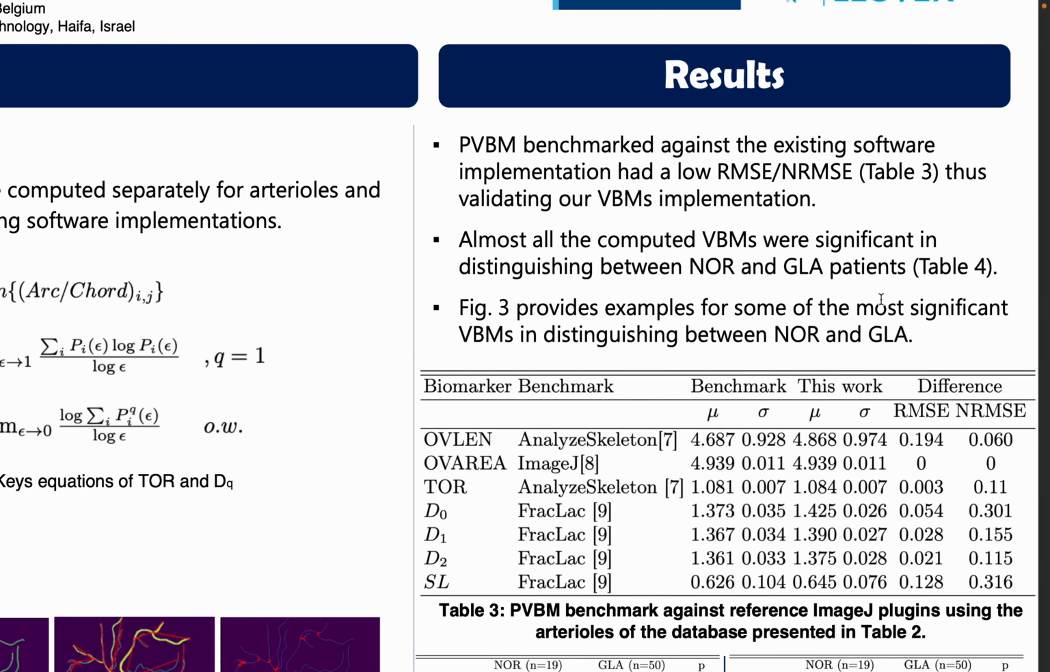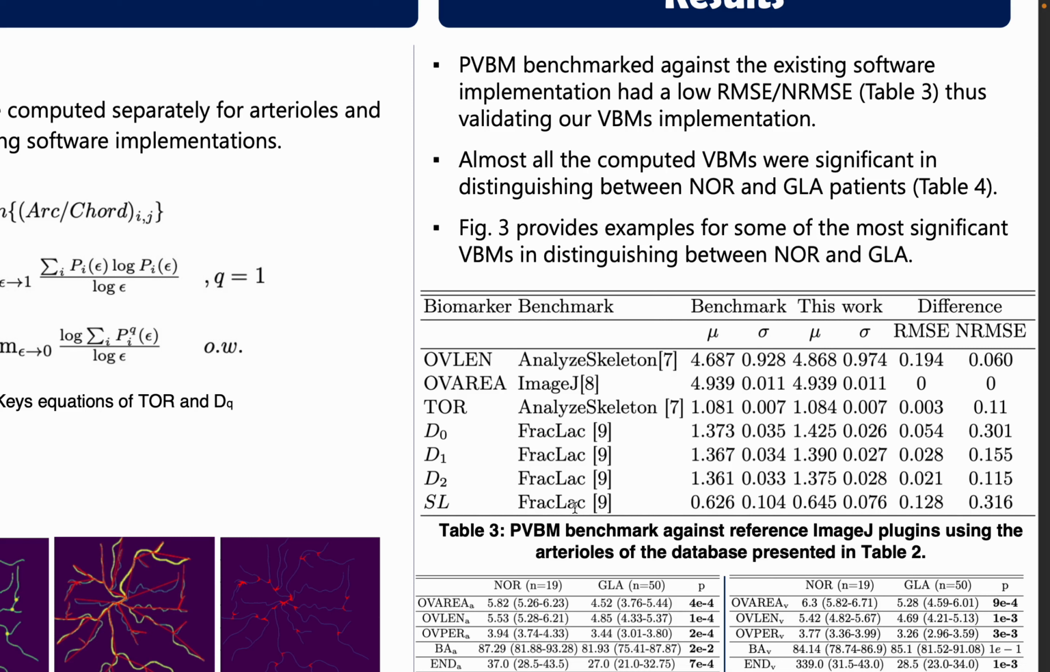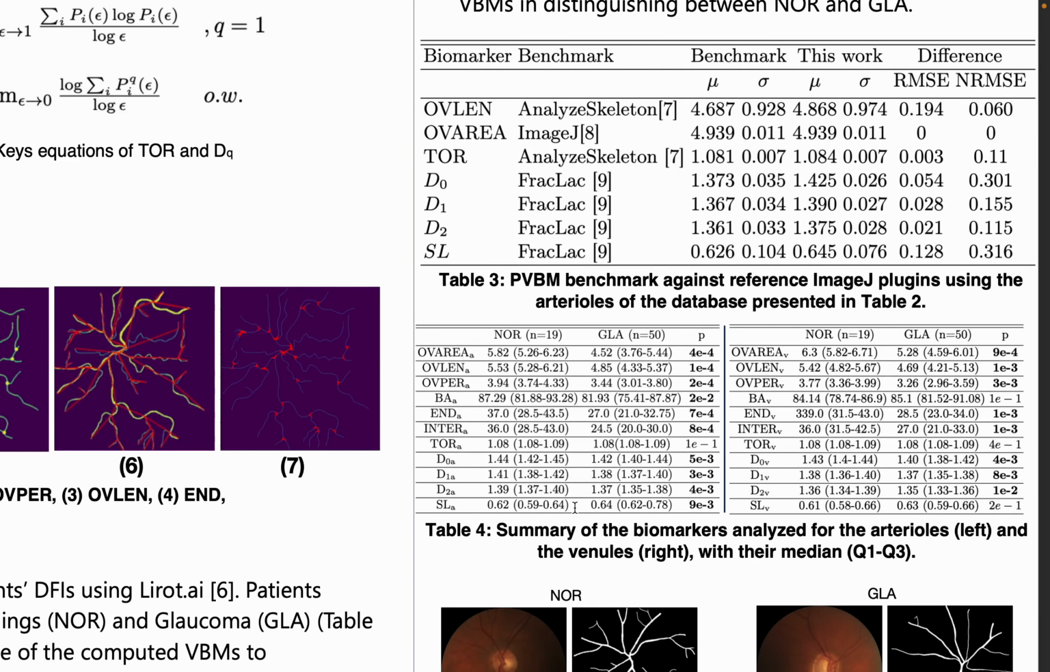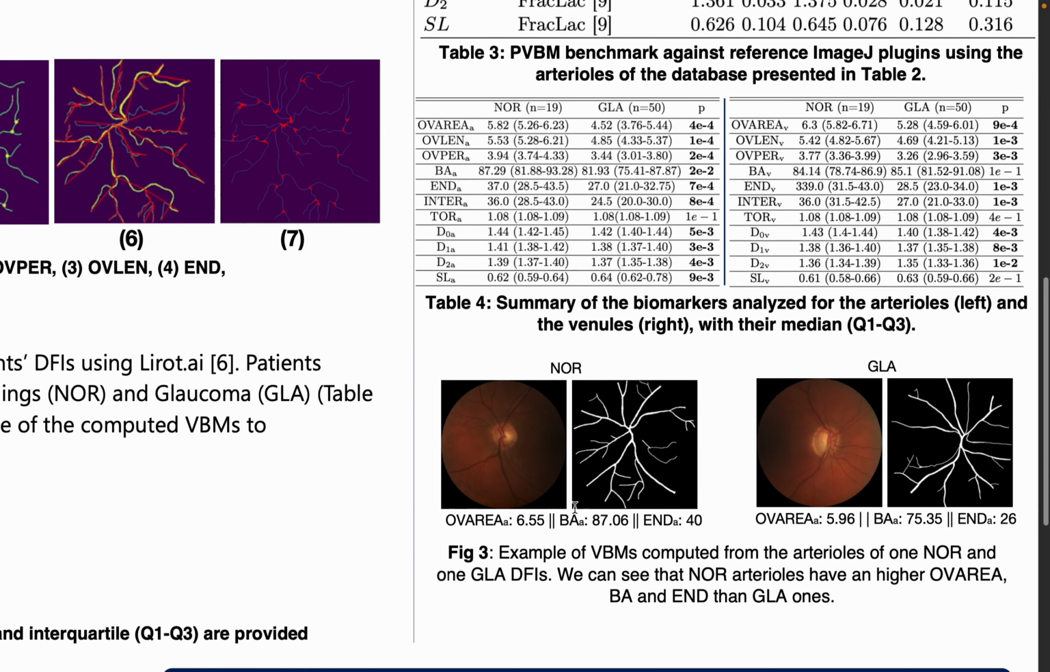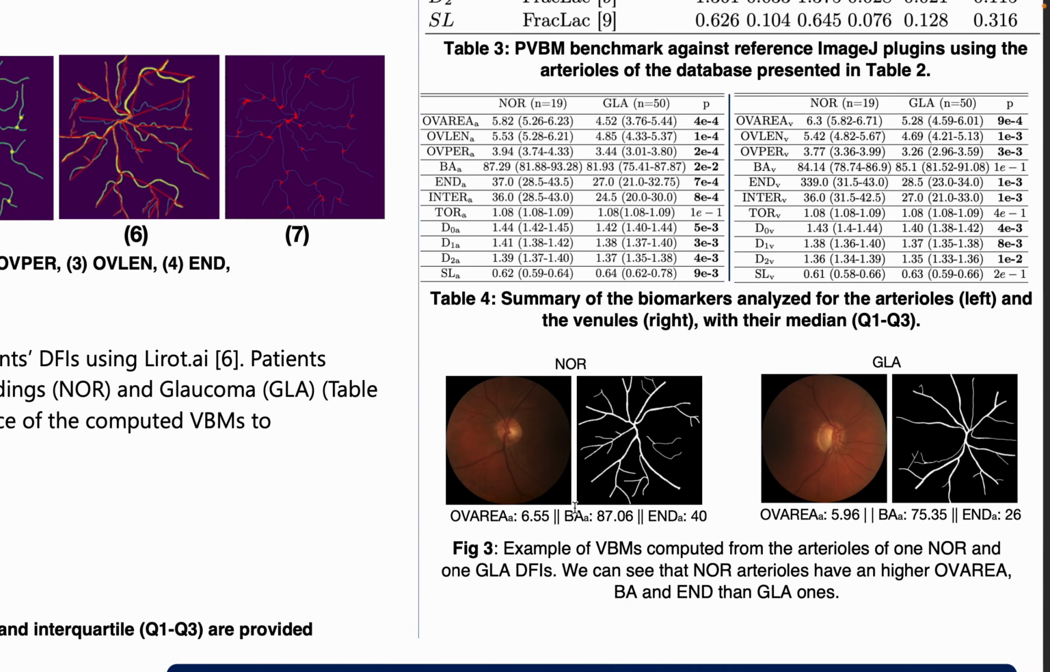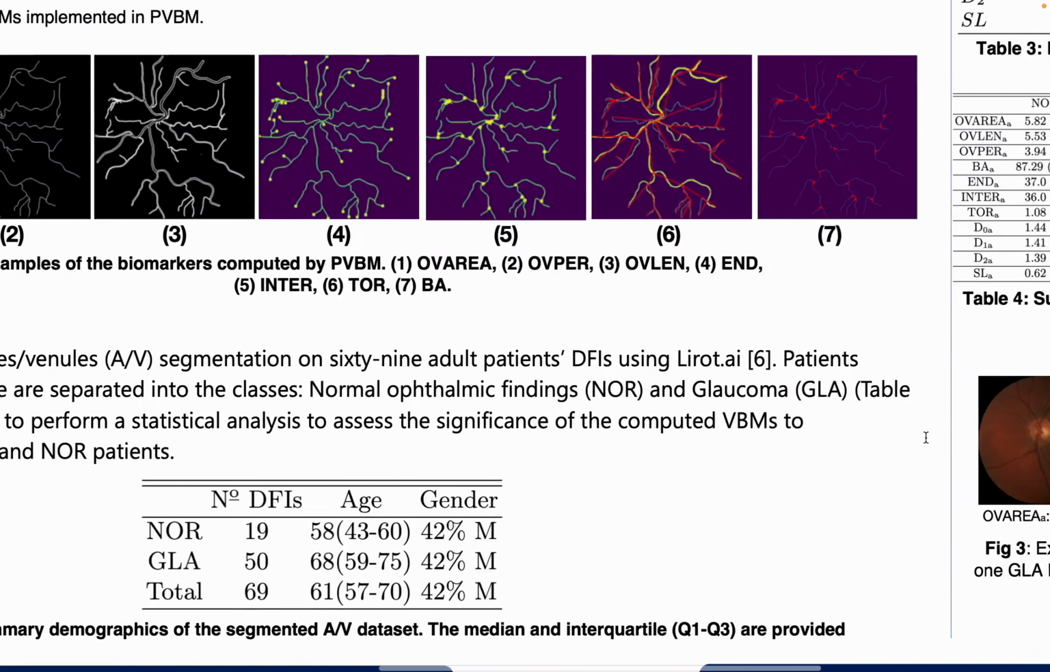PVBM was benchmarked against existing software implementations when the biomarker implementation was available. You can see the results in table 3. We have really low differences when the biomarker was available. Also, in table 4, you can see the significance of the glaucomatous experiment. Most of the biomarkers were shown to be significant to distinguish between glaucomatous and non-glaucomatous patients. And in figure 3, you can see an example of biomarkers computed for one normal patient and one glaucomatous patient.